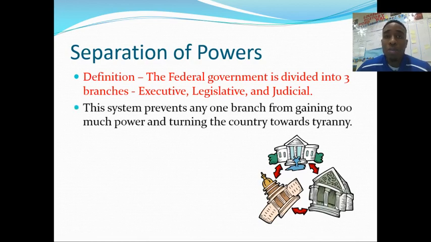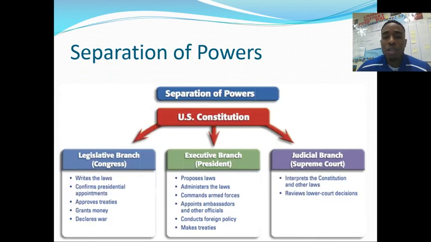Separation of powers is probably one of the most important principles when it comes to the 3 branches of government, because it identifies the overall jobs of each branch. We have executive, judicial, and legislative, but this identifies the specific jobs that they each are in control of. Now, legislative's main job is making laws, executive branch enforcing those laws, and judicial branch interprets those laws and makes sure that they're in line with the Constitution.